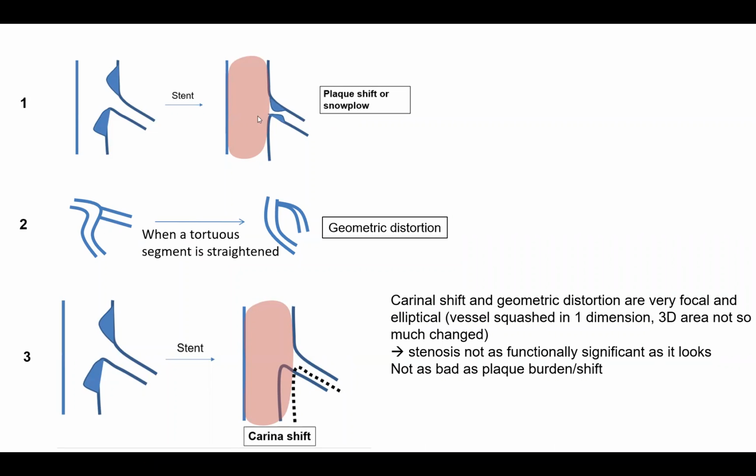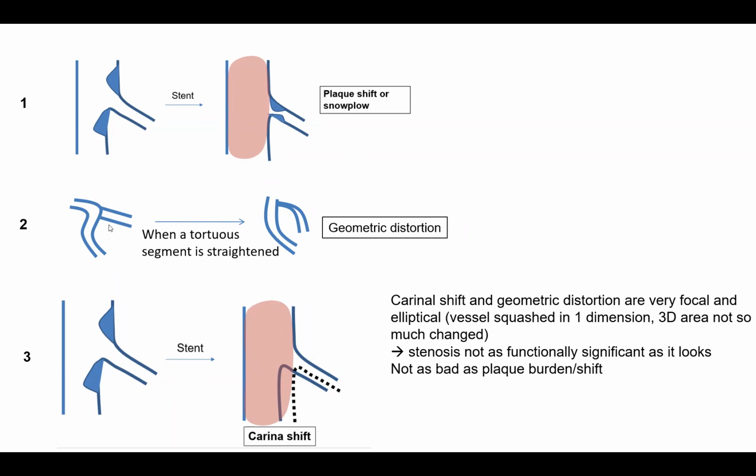How does the side branch become pinched? So there are three processes. Everybody thinks that when you stent the main branch, you shift some of that plaque. That plaque that's in the main branch, you push it in the side branch. This is what we call plaque shift or snow plow phenomenon. But actually, there are two other processes that are at least as important.